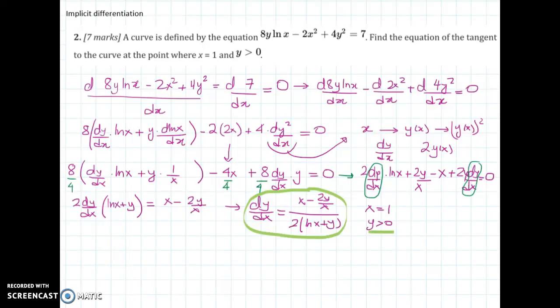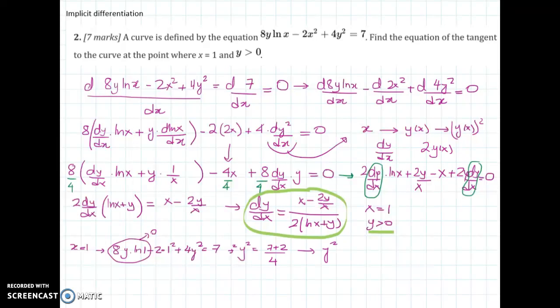So we're going back to the original equation of the curve, and we are going to apply the fact that x is equal to 1. So that means that 8y times the logarithm of 1 minus 2 times y times 1 squared plus 4y squared has to be equal to 7. This term is 0 because we have the logarithm of 1, which is 0. So we are having that y squared is equal to 7 plus 2 divided by 4.